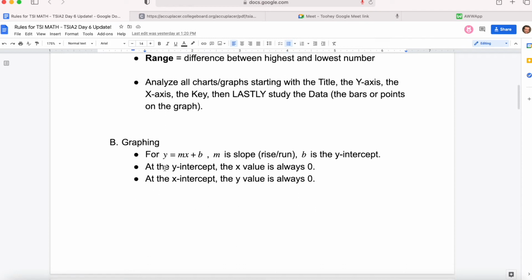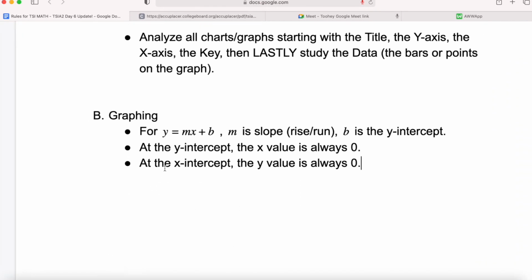I want to go to basic concept B, graphing. And I want you to read the second bullet point there for basic concept B. Go ahead and read that loud and proud, please. All right. At the y-intercept, the x value is always 0. I want you to stop and think about that for just a moment. At the y-intercept, the x value is always 0. Please understand that. It's essential for this question.